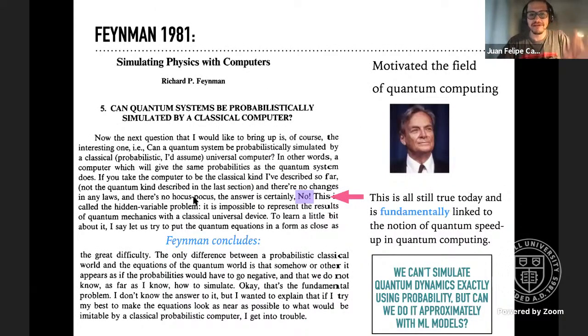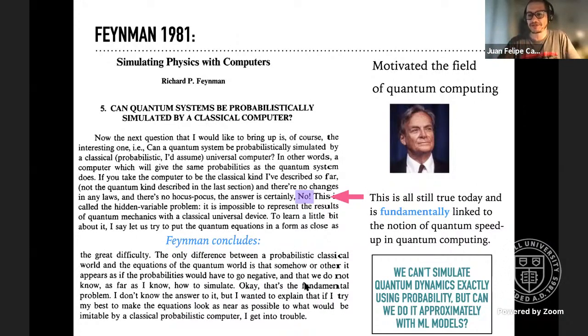This is motivated by Feynman's paper Simulating Physics with Computers, one of the papers that motivated the field of quantum information. There's a section 5 that is very interesting. He asks, can quantum systems be probabilistically simulated by a classical computer? And the answer is no, because when you try to express the quantum state or the dynamics, you start seeing positive and negative signs around. The presence of those signs is tied to the fundamental speed-up promised by quantum computers. So that's the conclusion. Even in 1981, this is very difficult to do if you want to do it exactly.